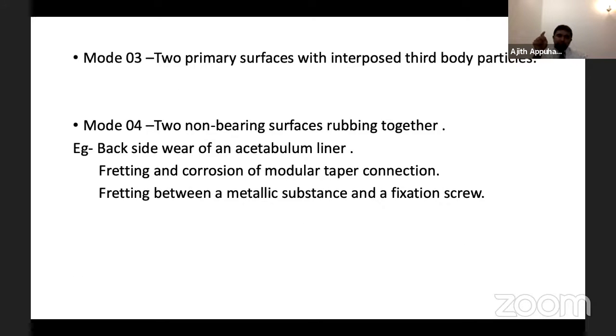When you go to mode 3, it's 2 primary surfaces with an interposed third body. Due to friction and abrasion, they produce wear. Mode 4 means 2 non-bearing surfaces rubbing together, they produce wear particles, that is called mode 4. Example, backside wear of the acetabular liner, fretting and corrosion of the modular taper connection, and fretting between the metallic substance and the fixation screws. You need to know how to explain these 4 modes.